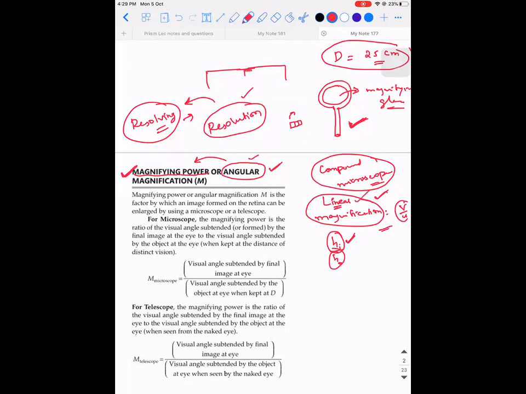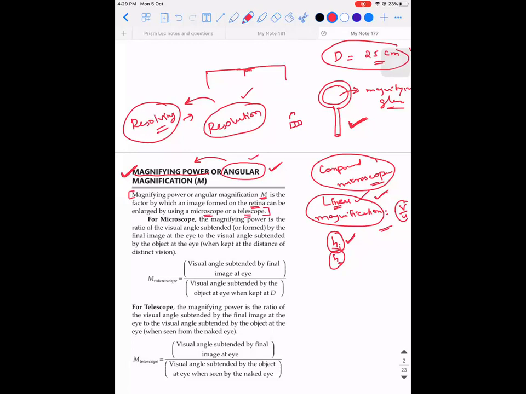Similarly, as the name suggests, for angular magnification, what should be taken as the ratio is the next question we need to answer. So for that, let's first read out what it means. Magnifying power, or angular magnification, is represented by the symbol capital M, and is the factor by which an image formed on the retina can be enlarged using a microscope or a telescope. Am I clear, guys?